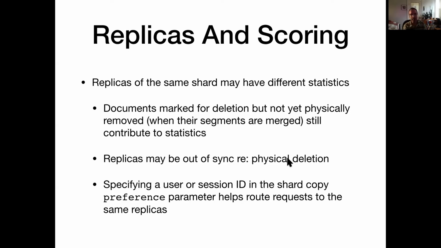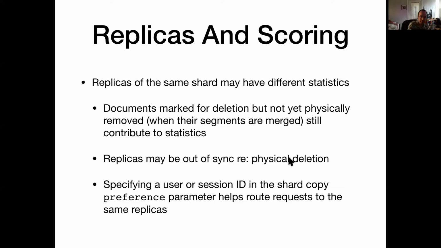Replicas of the same shard may be out of sync with respect to physical deletion. So you may have issued a delete, and all the replicas know about the delete, but some of them have actually processed the physical deletion, and some of them haven't. And so, again, term statistics may be different on the different replicas, and you may get different scores for the same query, depending on which replica you hit.